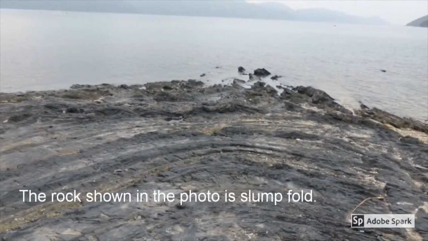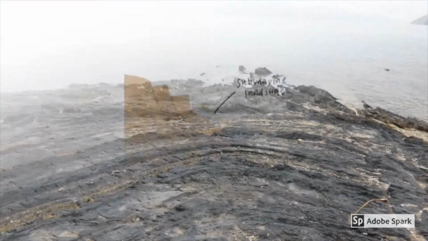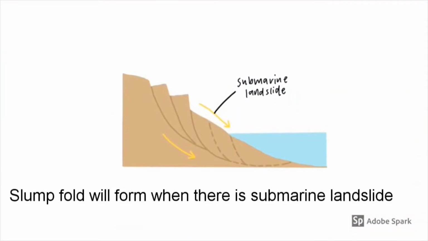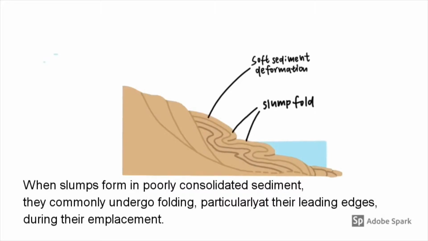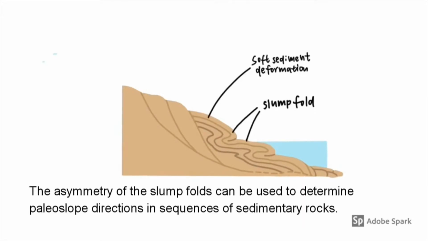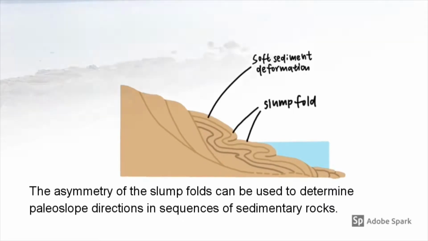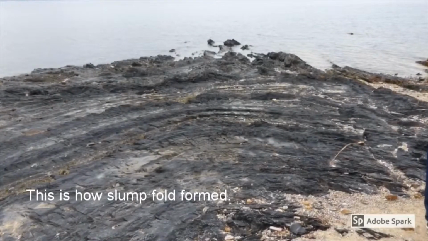The rock shown in the photo is slump fault. Slump fault will form when there is a submarine landslide. When slumps form in poorly consolidated sediments, they commonly undergo faulting, particularly at their leading edges during their emplacement. The asymmetry of the slump faults can be used to determine parallel slope direction in a sequence of sedimentary rocks. This is how slump fault forms.